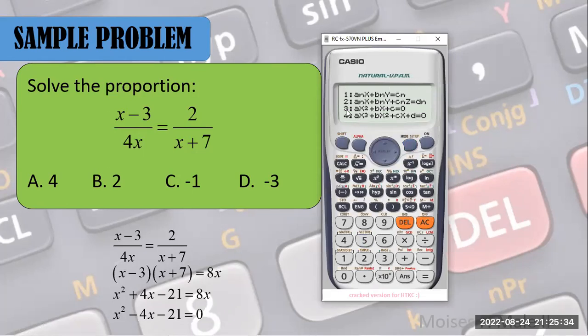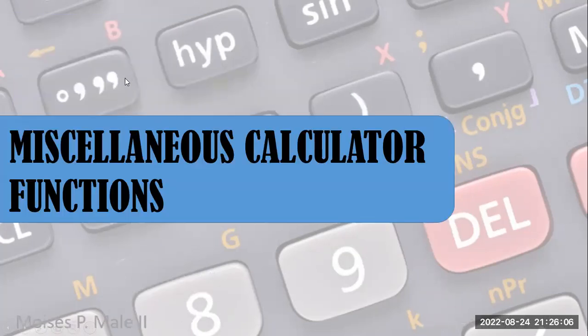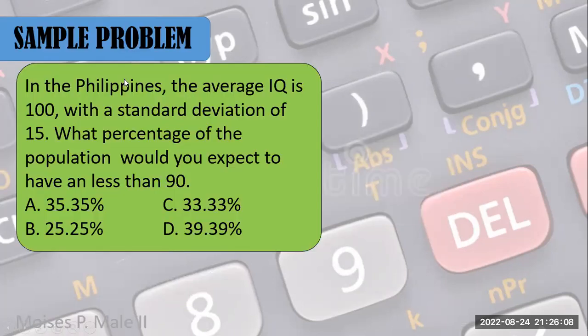Ano yung quadratic dito? 3. So, input yung coefficient ng x squared, 1. Then, negative 4. Then, negative 21. So, from that, dalawa yung makukuha mong value. No? You have 7 and negative 3. So, the only answer na meron sa choices is letter B. Yun lang. So, much better pa din yung calc at saka shift solve. Yeah. Okay. Miscellaneous calculator function.